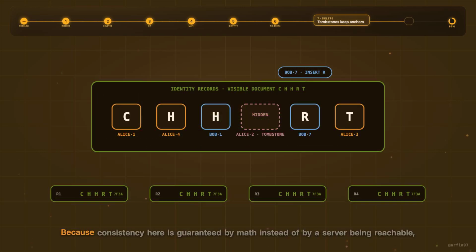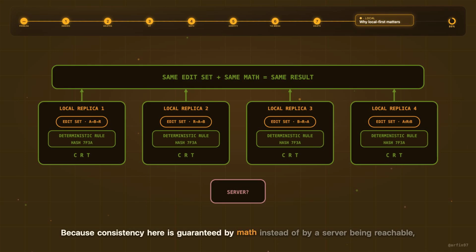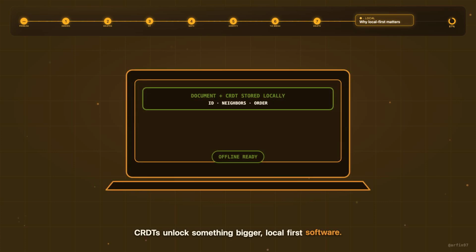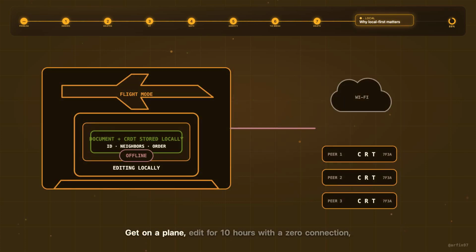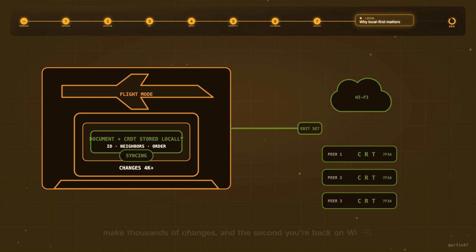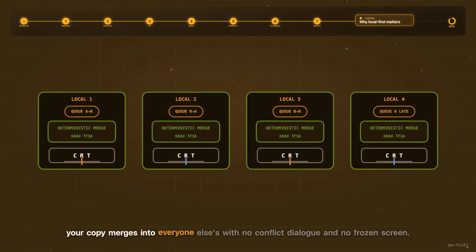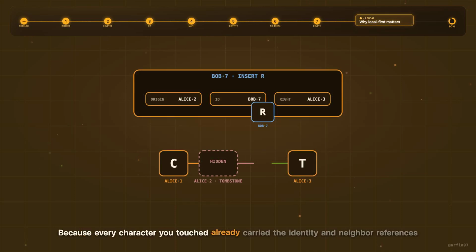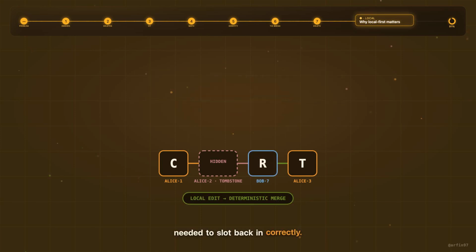Because consistency here is guaranteed by math instead of by a server being reachable, CRDTs unlock something bigger: local first software. Get on a plane, edit for 10 hours with zero connection, make thousands of changes, and the second you're back on Wi-Fi, your copy merges into everyone else's with no conflict dialog and no frozen screen. Because every character you touched already carried the identity and neighbor references needed to slot back in correctly.